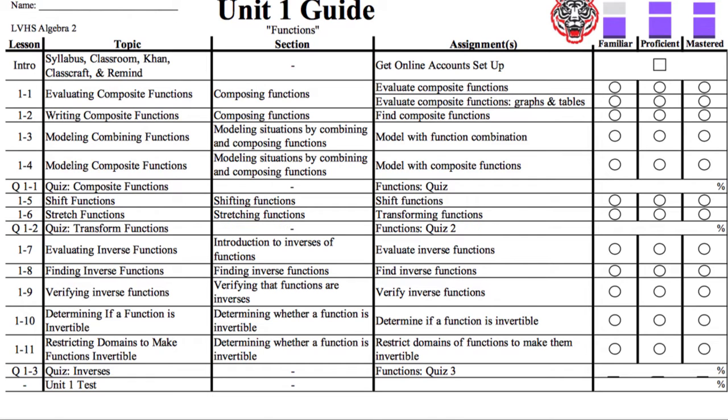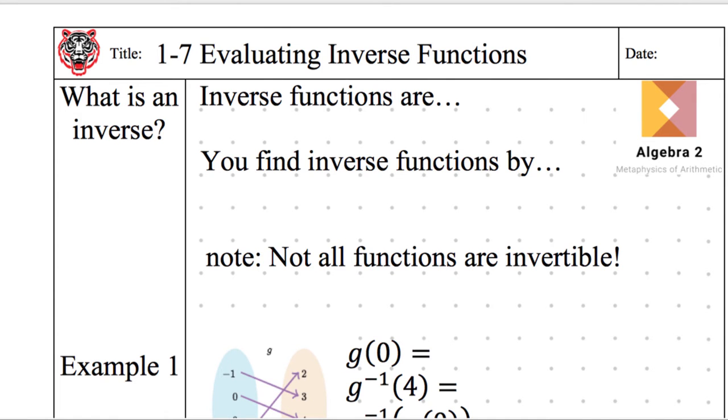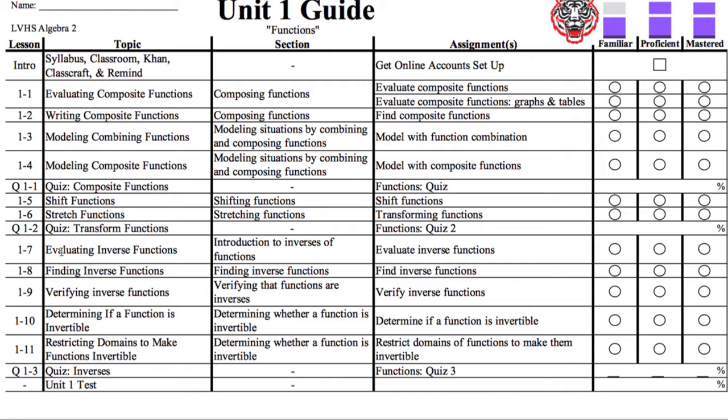This is Algebra 2. We are on Lesson 1. This is the current notes that we're on. Look at where we are. We are on 1-7, evaluating inverse functions. We have just a bunch of lessons, lesson after lesson, until we hit the quiz and then into a test.